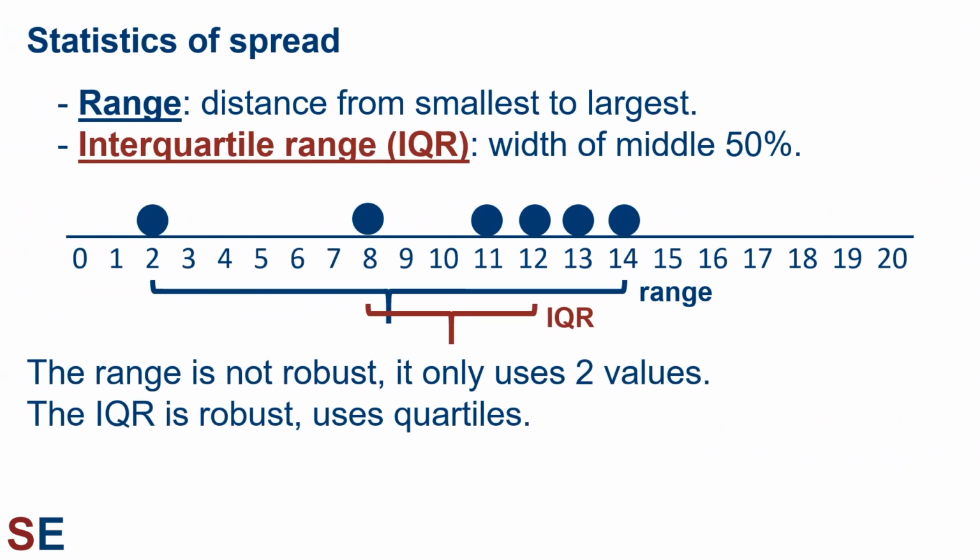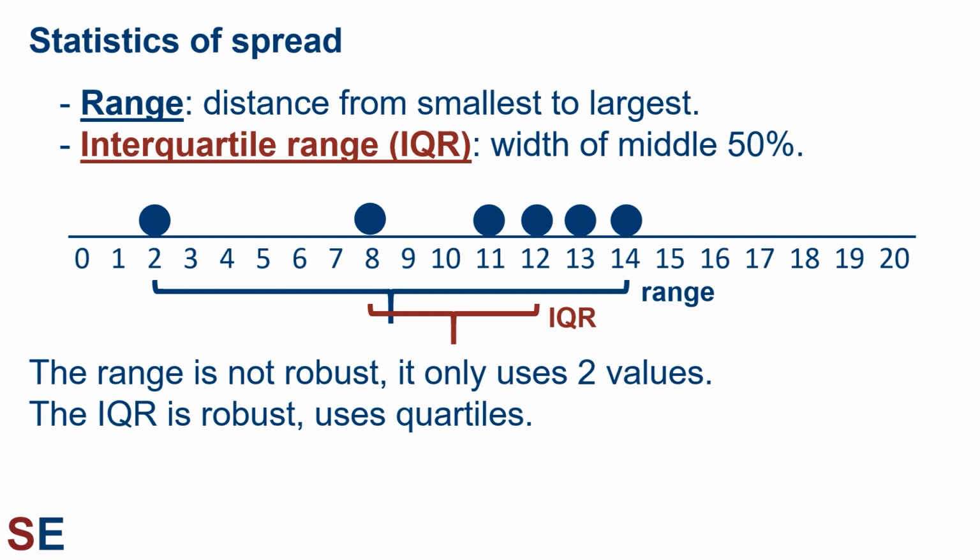First, the range and interquartile range. The range is just the difference or the distance between the smallest value and the largest value. In this case, it would be 14 minus 2, a range of 12. And the range is not robust because it's only using 2 of the values. The IQR, which represents the middle 50%, in this case you can see it's encapsulating the middle 3 out of the 6 values, is more robust because it uses quartiles and it's related to the median in a way we'll get into in just a moment.